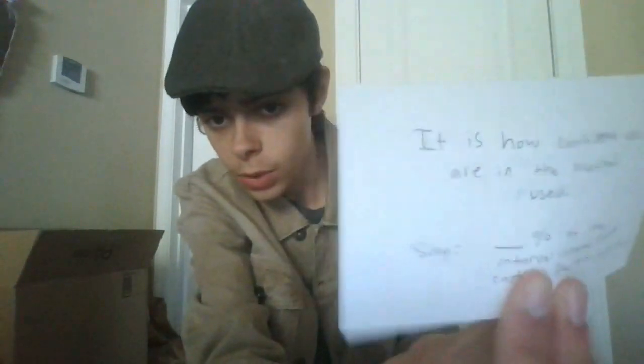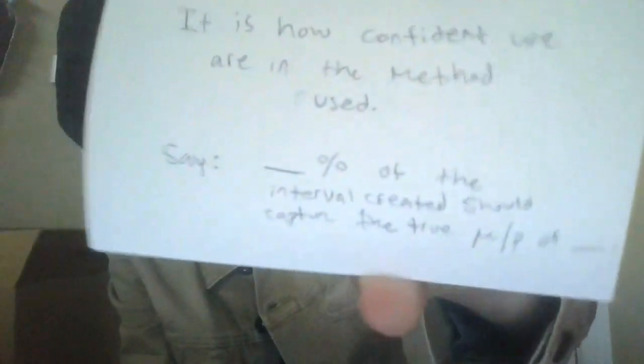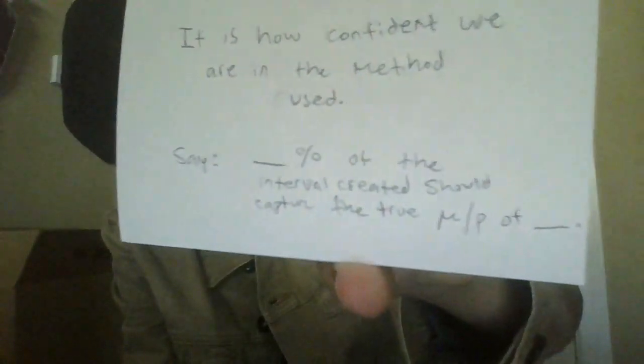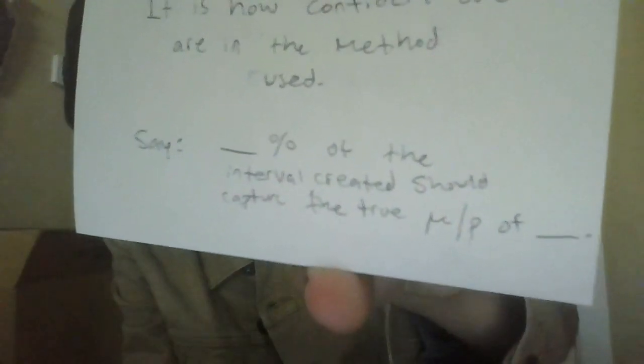What is a confidence level? Confidence level is not the same thing as confidence interval. An interval is just saying, we believe that it's in between these two values. But a confidence level is just saying how confident we are in the method that's used. You don't really have to do that often, but I just put that in there in case there was a question about that, because there has been before. If you were trying to interpret a confidence level, you would say that percent of the intervals created should capture the true mean or proportion of whatever it is.